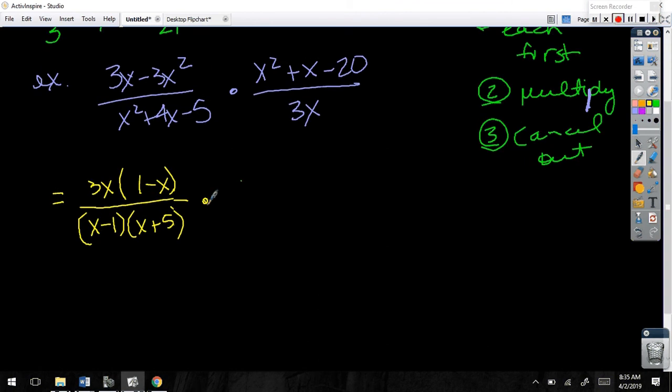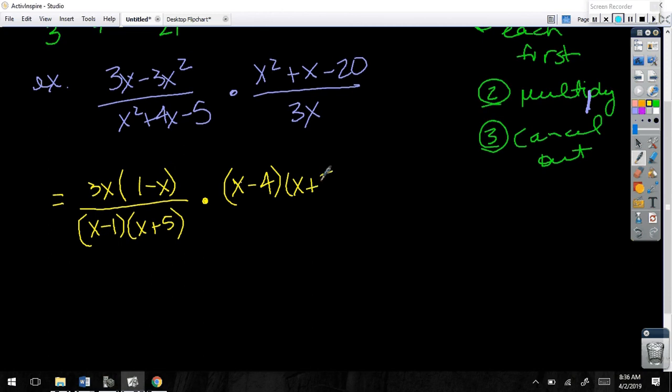How about the second fraction? I'm looking up top first. Does it factor? -4. Oh, wait. That's right. It's got to multiply to -20 and add to +1. So +5 and -4.